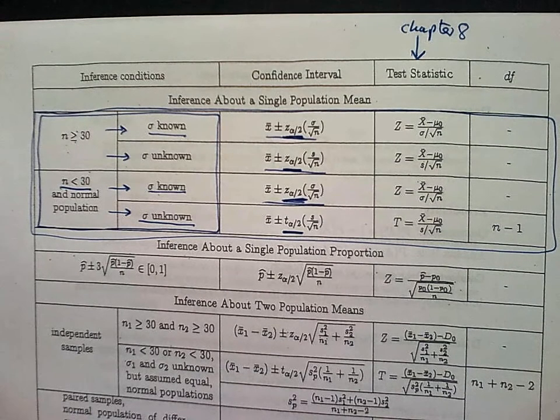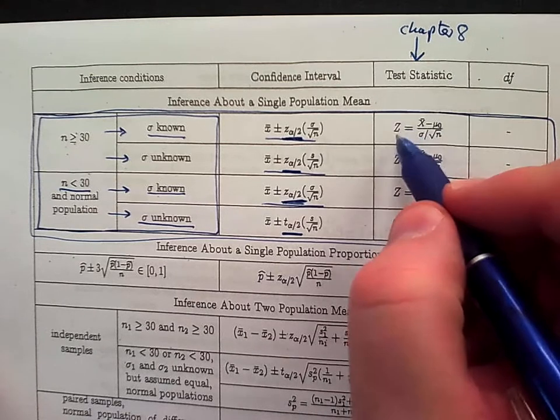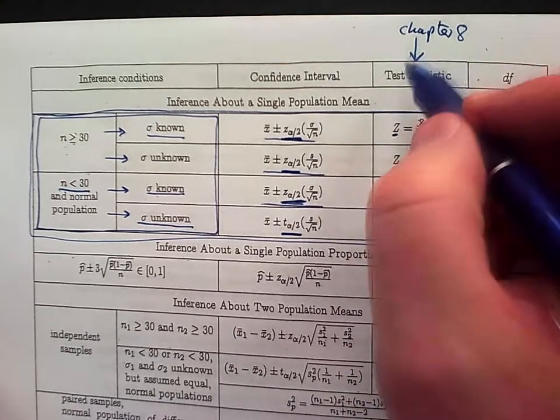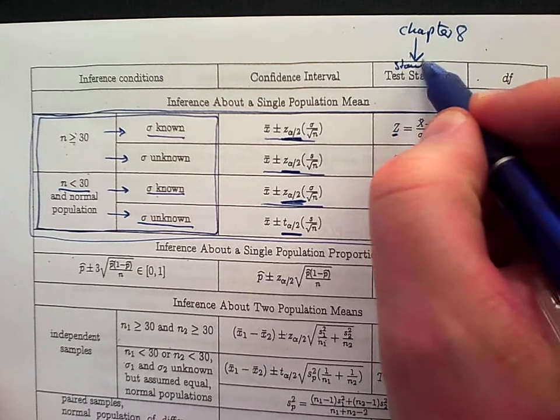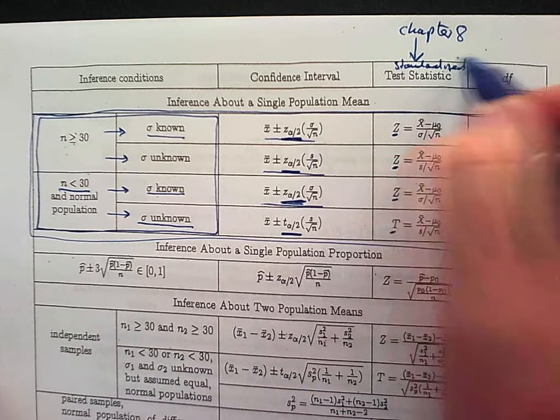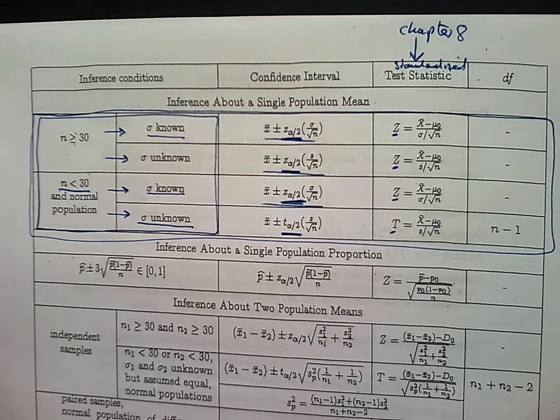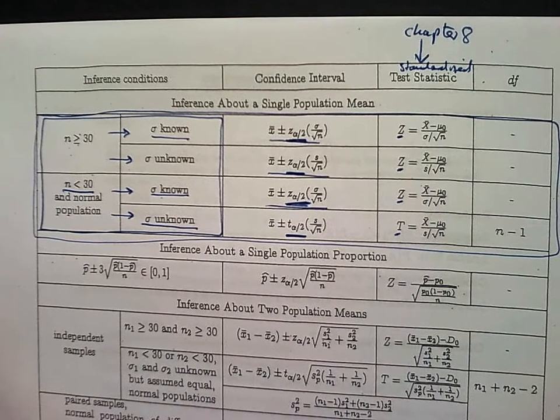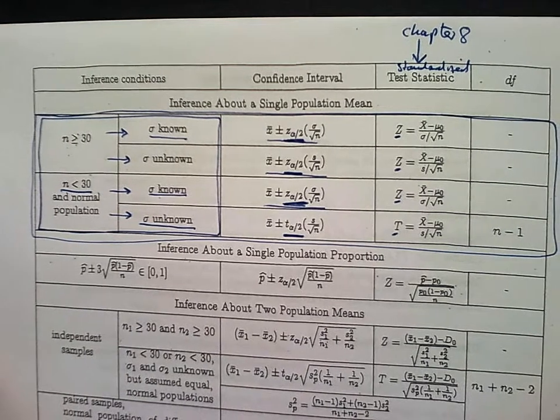Right? Our test statistics. Here, technically speaking, since we're making z values and t values from our test statistics, these are standardized test statistics. But like I said in the past, sometimes the verbiage is a little bit loose, where they refer to them as test statistics, but they should be saying standardized test statistics.